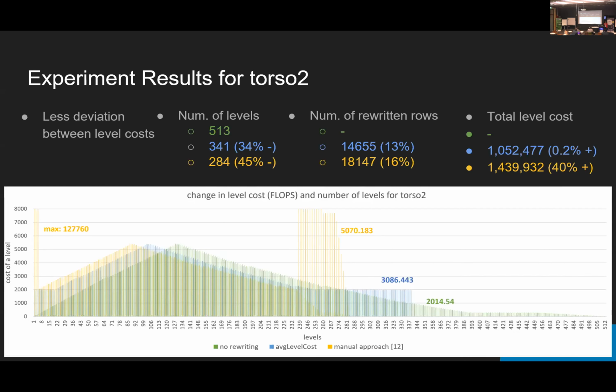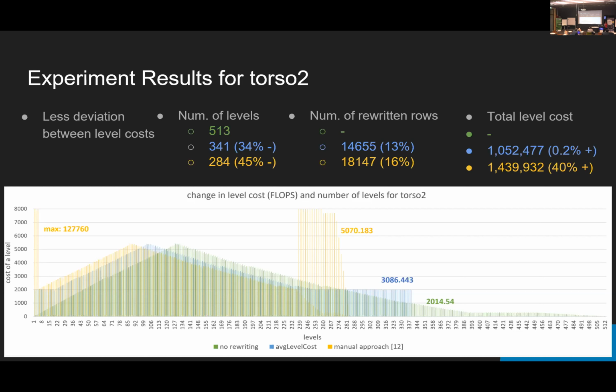Torso2 is quite different compared to lang2. It has the majority of its levels having a close number of rows to each other, and their costs are close to each other. That actually resulted in a smaller number of levels to be rewritten, as opposed to lang2. And since it's also a bigger matrix, we are observing that the number of rewritten rows increased compared to lang2.